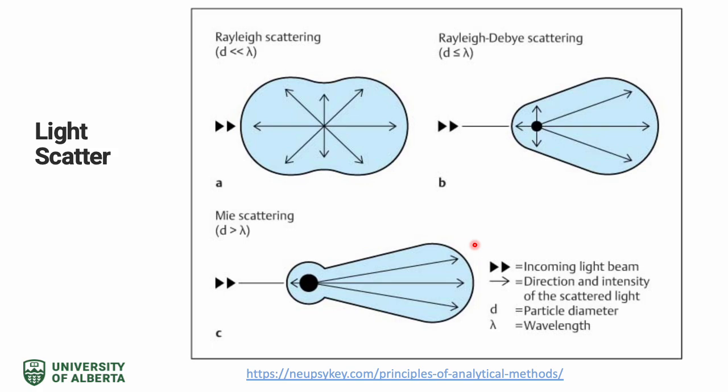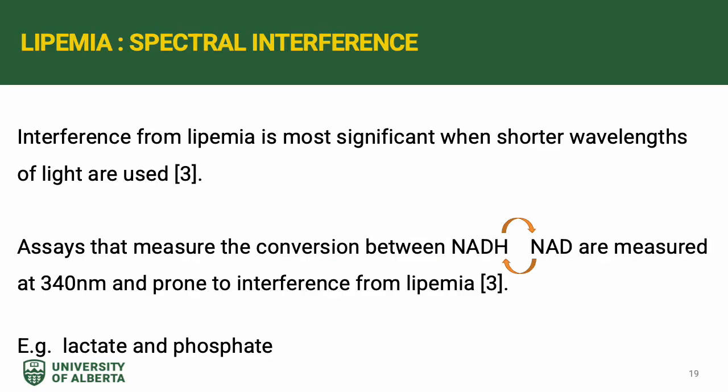If you recall, chylomicrons are very large, 1,000 nanometers, and would be greater than the incoming light used in most assays. Spectral interference caused by lipemia is most significant when shorter wavelengths of light are used. That is, the wavelength of light is smaller than the size of the particle. Assays that measure the conversion of NADH to NAD, or the reverse, are measured at 340 nanometers and are especially prone to interference from lipemia. For example, lactate and phosphate are measured at 340 nanometers.